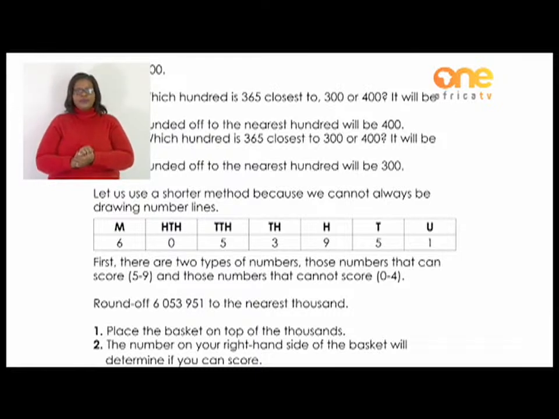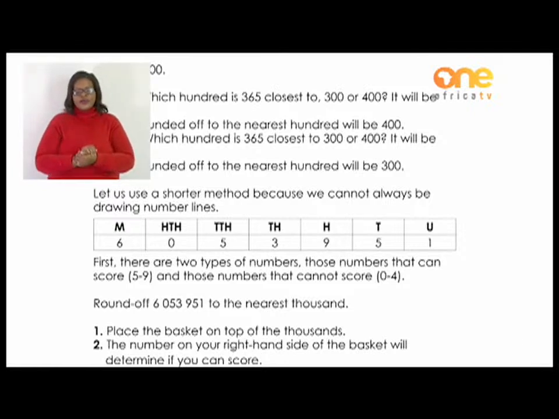And when we look at C, C will be 328. The same question goes: which hundred is closest to this number? And we'll say the answer will be 300. So in that manner, 328 rounded off to the nearest 100 will be 300.